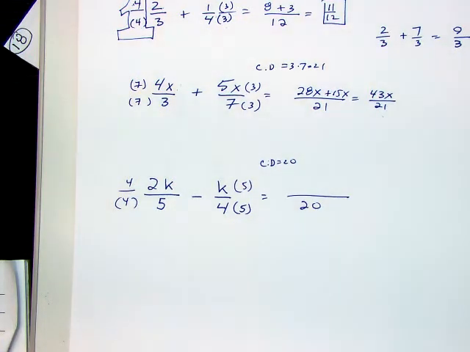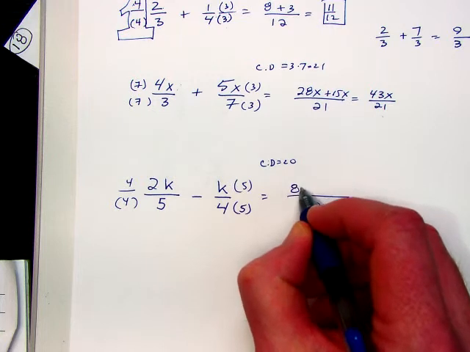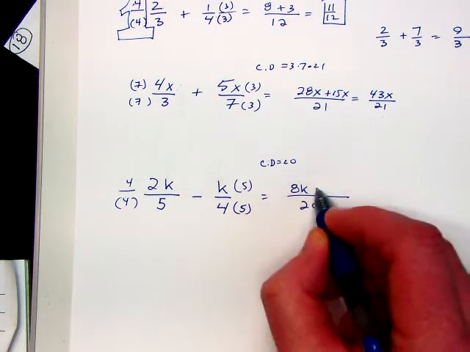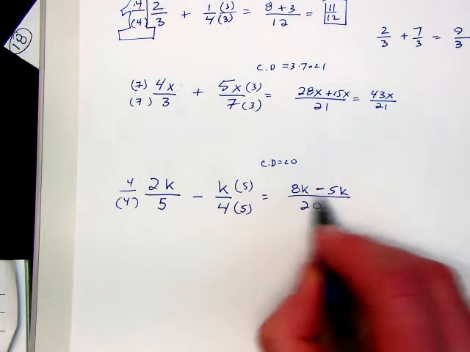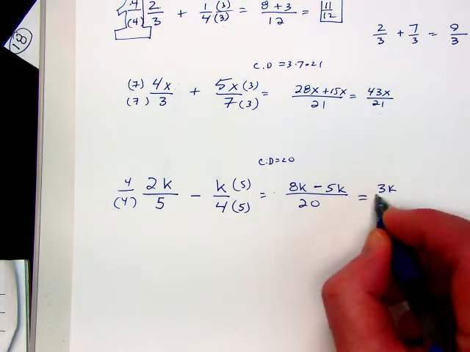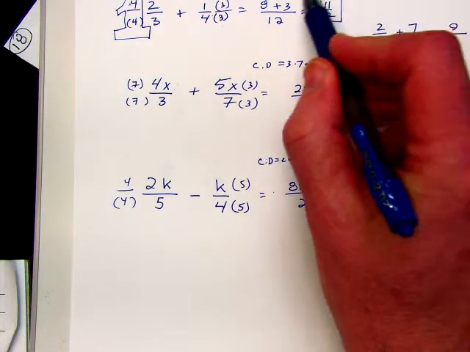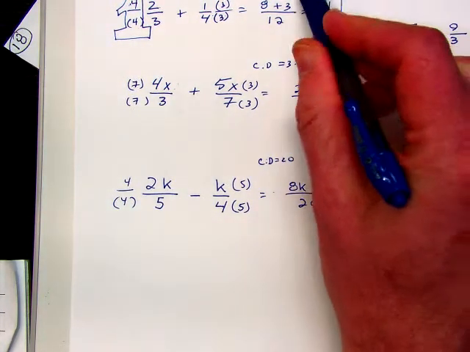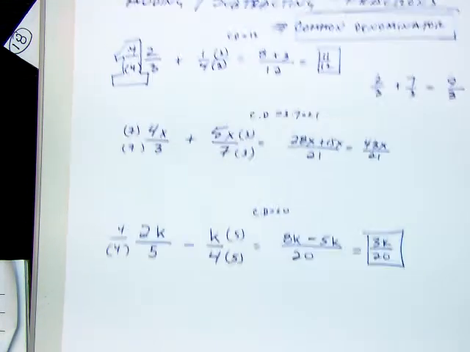So what do I have? 4 times 2 is 8k. Bring the sign along. Minus 5k. Since those are like terms, I can combine them, and 8 minus 5 gives me 3k over 20. So your key on adding and subtracting is just finding the common denominator and multiplying top and bottom by it.